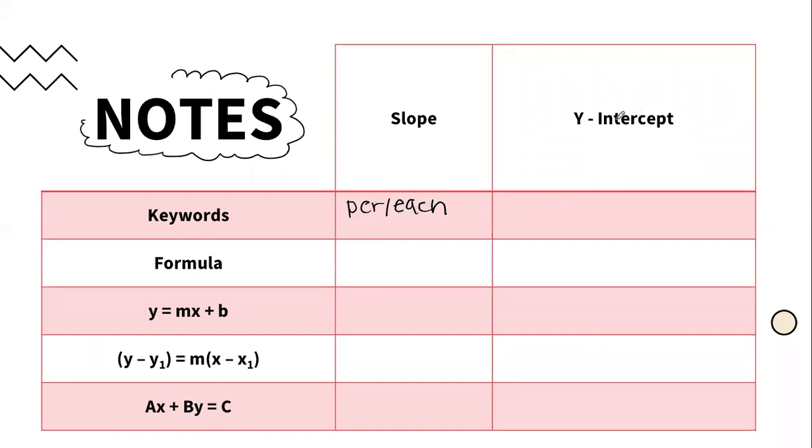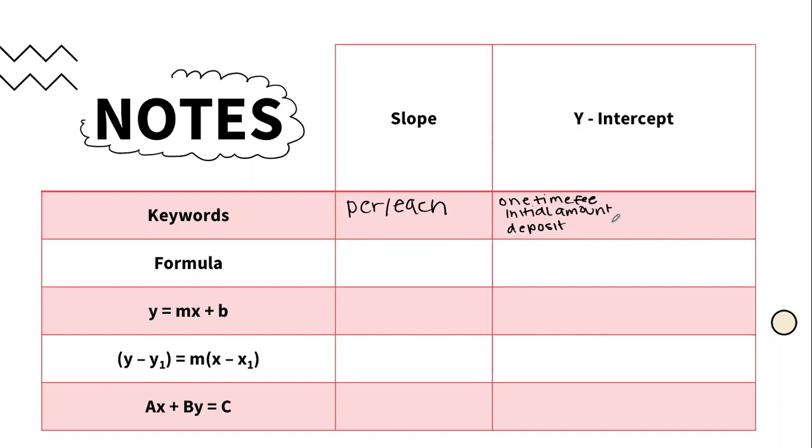The y-intercept in a word problem is that one-time fee, that thing I only pay one time, or my initial amount. How much did I start with? Or a deposit. So it's that thing that I'm only going to pay once, that thing that only happens once.